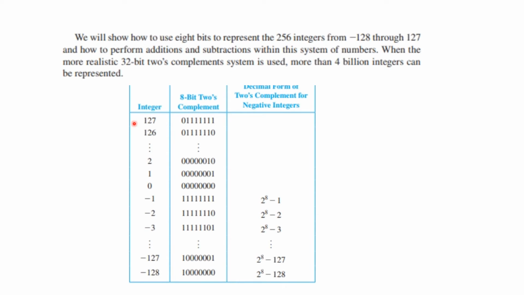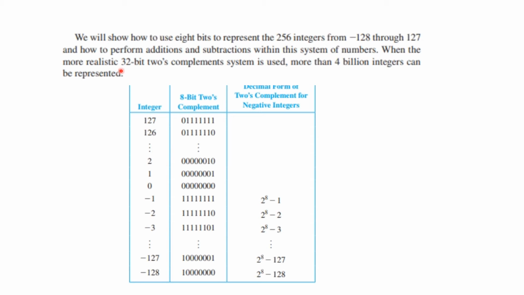Now, if you do that, what will happen is that you will end up with this representation that you will get for all of these integers in decimal form. And you see that this is exactly the binary representation. But for the negatives, you get a 1 in the first place. Now, this allows us to represent the 256 integers from minus 128 through 127.